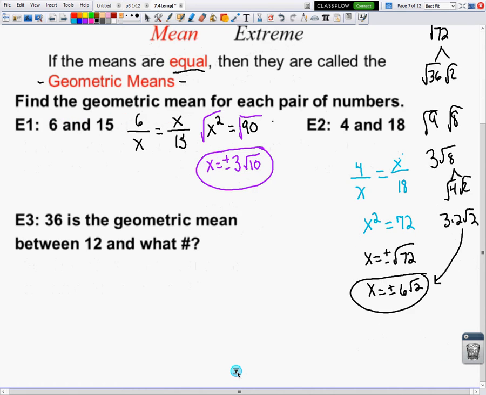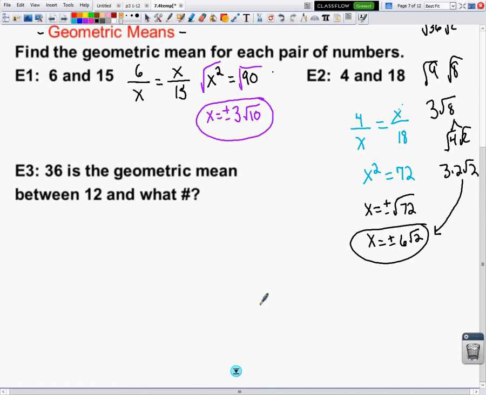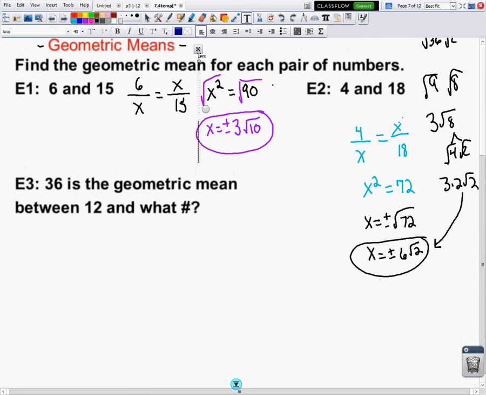Example 3 is actually a little easier, but I wanted you to see that sometimes we don't have to put the variable where the geometric mean is.